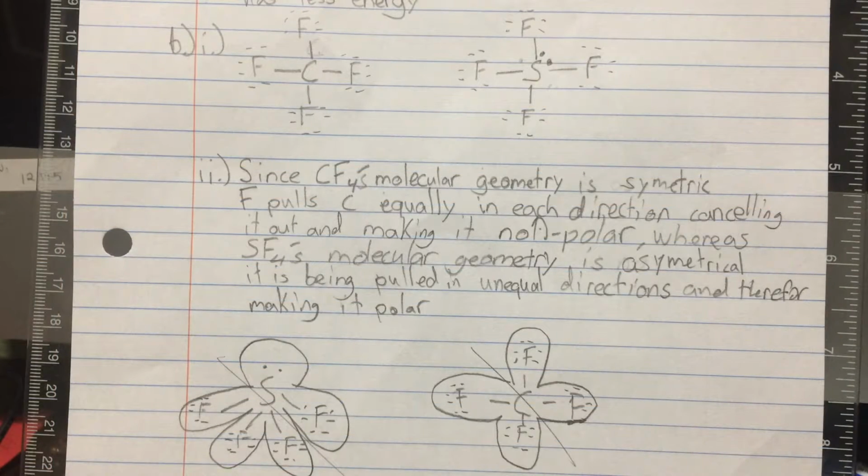So for part B, it says to consider the molecules CF4 and SF4. Part 1 says to draw a complete Lewis electron dot structure for each molecule.